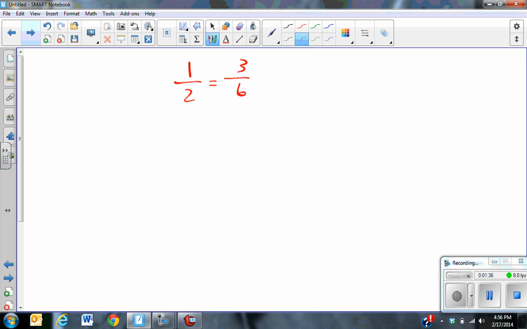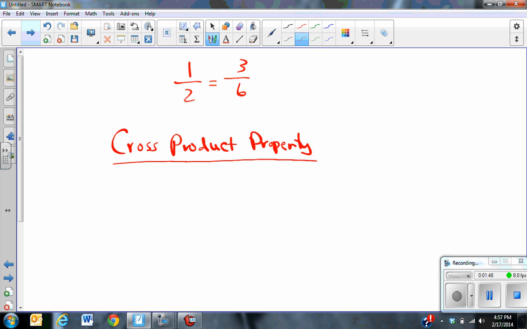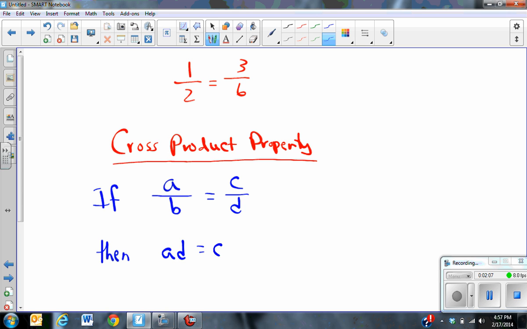Okay? So formally, using algebra, the cross product property, and it would be great if you put this in your notes, looks like this. It says that if A is to B as C is to D, then what's true? Think of that cross, that X. Then AD, A times D, is equal to C times B, or B times C, doesn't matter.